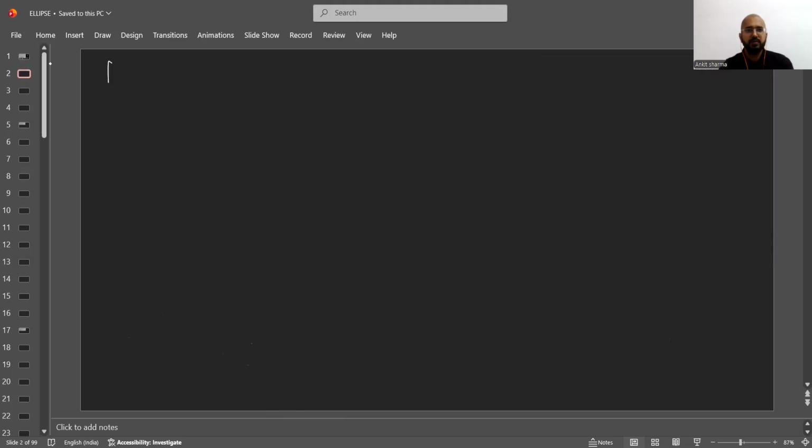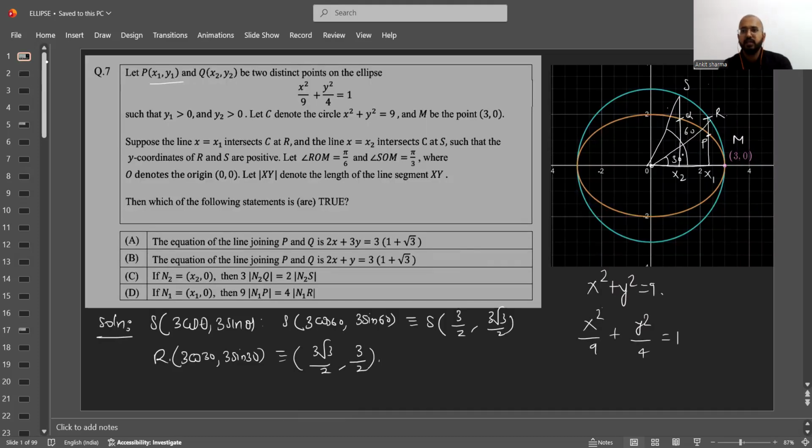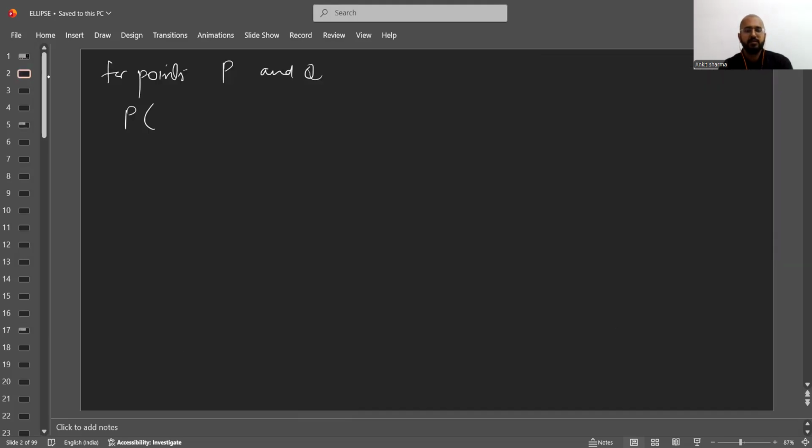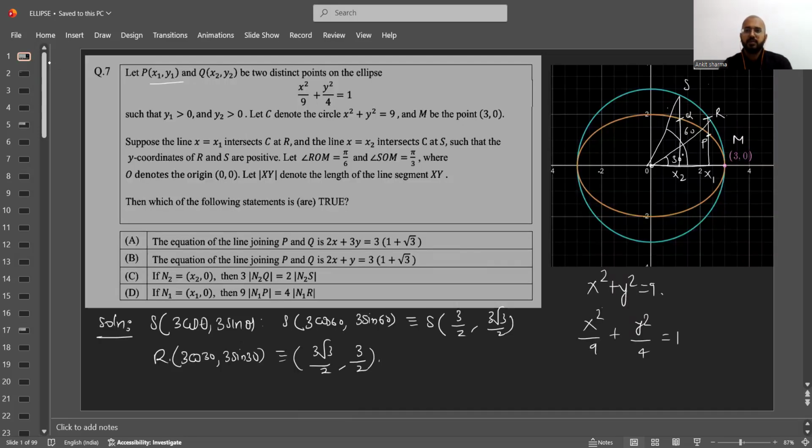So for points P and Q, we can assume P to be, say, since point P is lying on the ellipse, that means any point on the ellipse will look like this: 3 cos theta, comma 2 sin theta. Now, if you watch carefully here, the ellipse gets its coordinates from its auxiliary circle. So this circle, the given circle, is serving as the auxiliary circle. That means we can use the eccentric angles of my auxiliary circle.